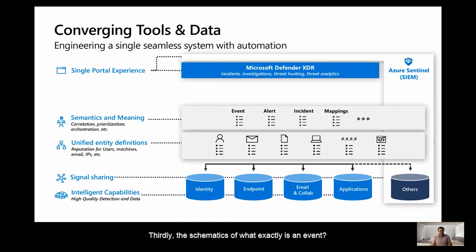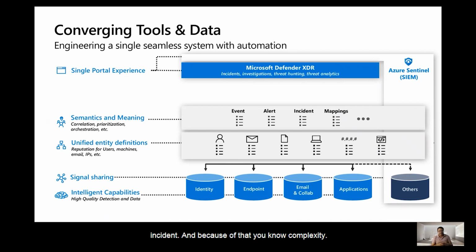Thirdly, the schematics of what exactly is an event, what exactly is an alert, what exactly is an incident, and how all of these things map across the common, integrated solution plane, on the basis of which the correlation, prioritization, and orchestration can happen. That's a very important activity which the engineering has also done, because every solution has a different way of understanding and reporting even alert and incident.